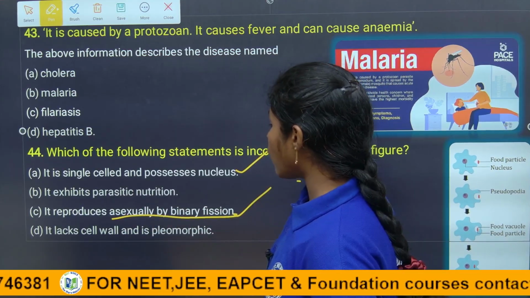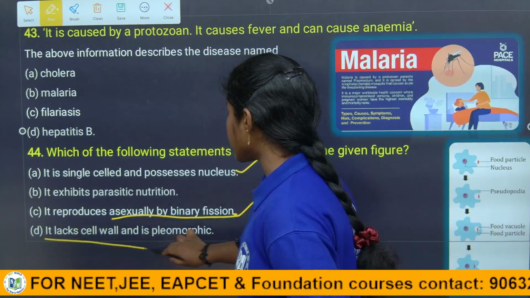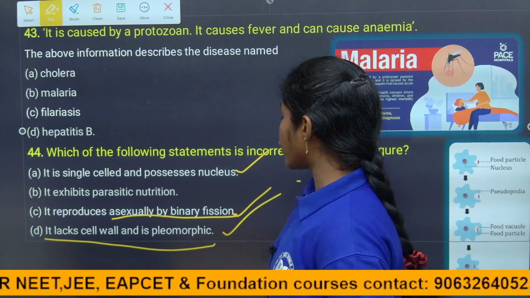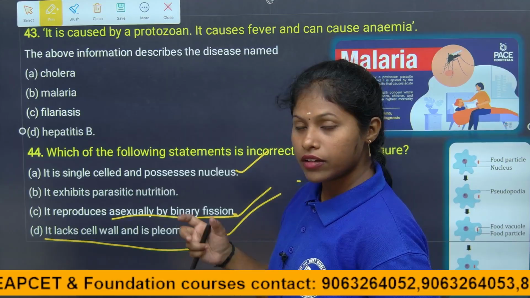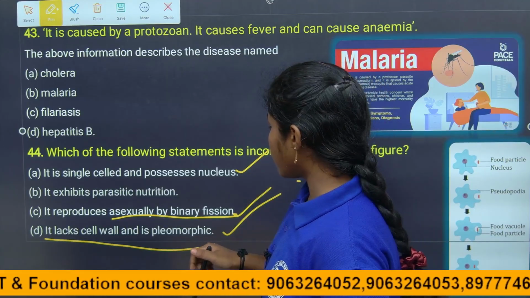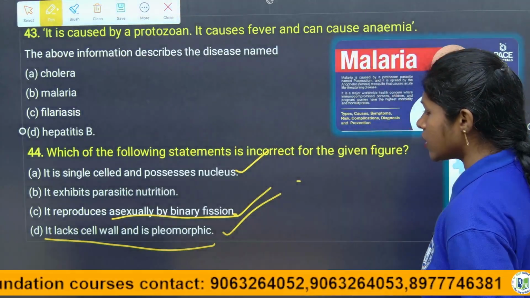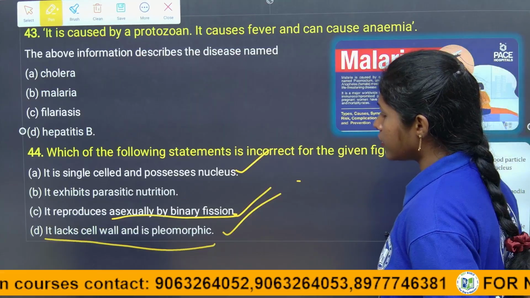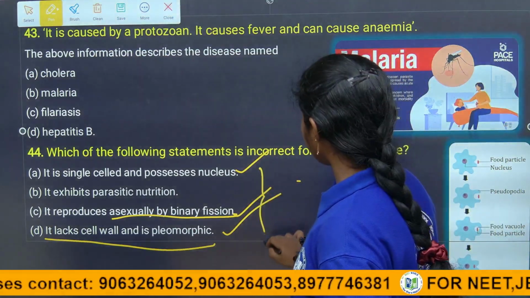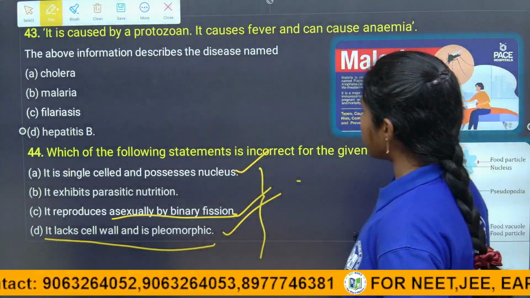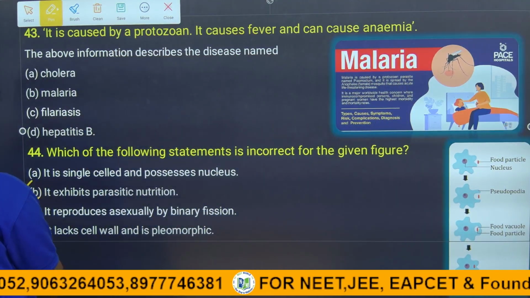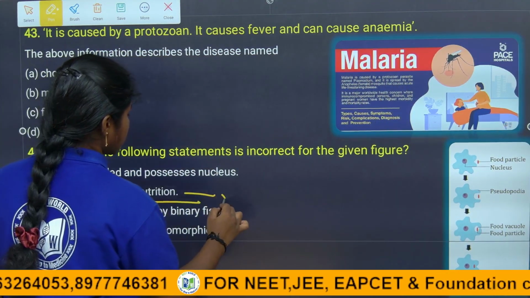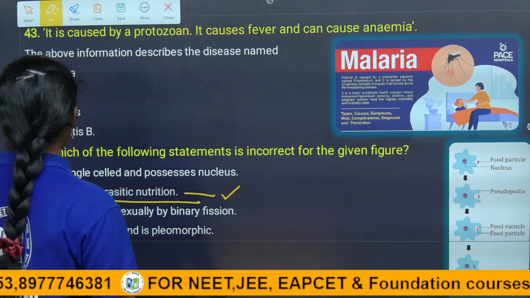So it lacks cell wall. Of course, they are the first animals, right? Protozoans are the first animals. They come under the kingdom Protista. So here, the three statements are correct, and the second statement is wrong, children. So the answer is B. They are asking for the incorrect statement, so the correct option for this question is B.